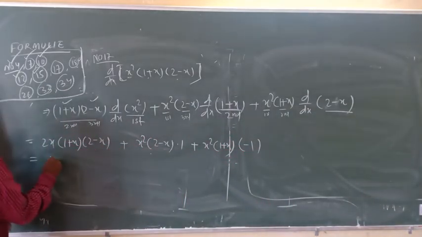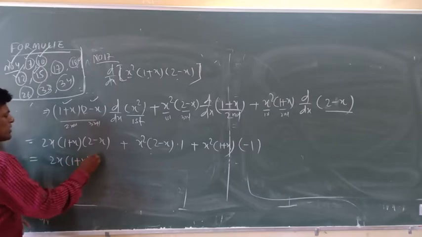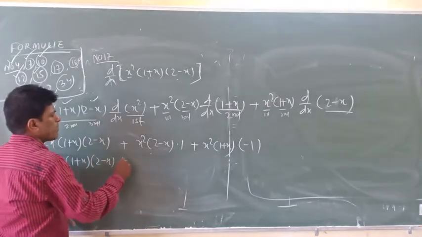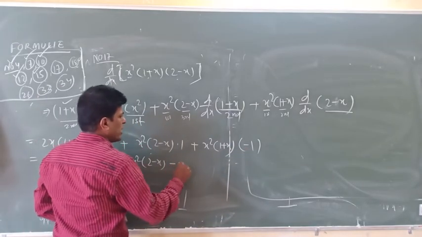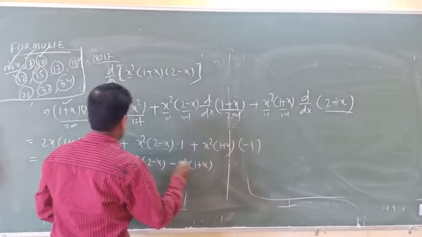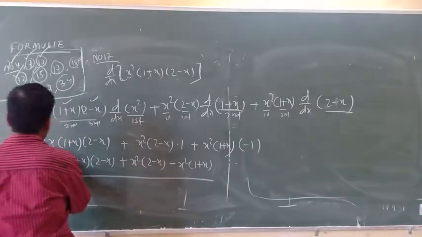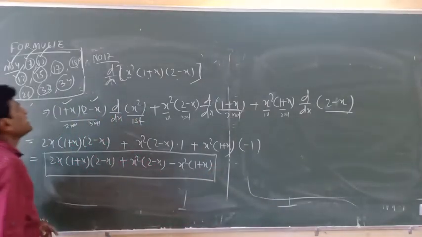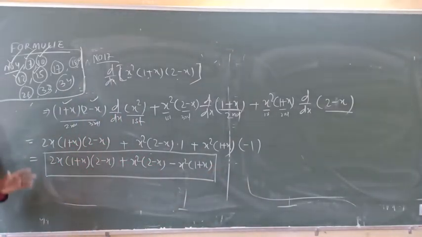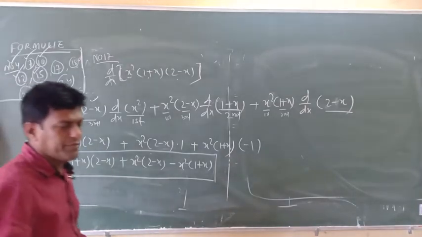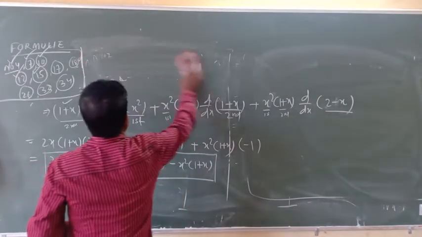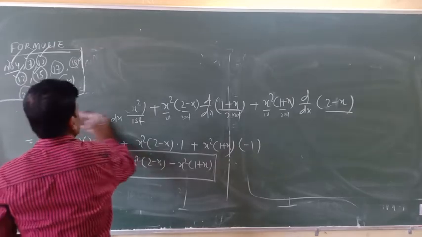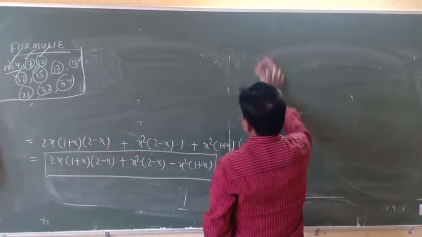You can simplify in this way: 2x, 1 plus x, 2 minus x, x square, 2 minus x, minus into plus minus, x square whole into 1 plus x. That is the derivative of number 17. That's all about number 17.